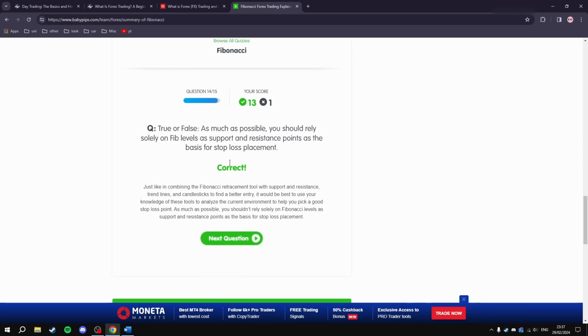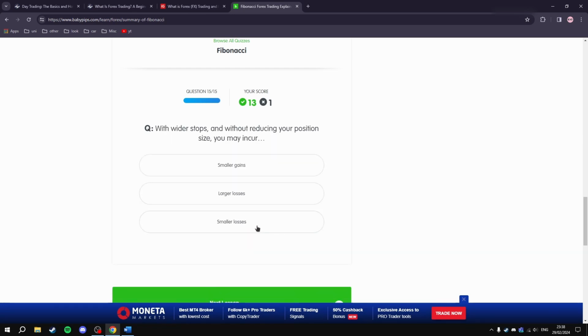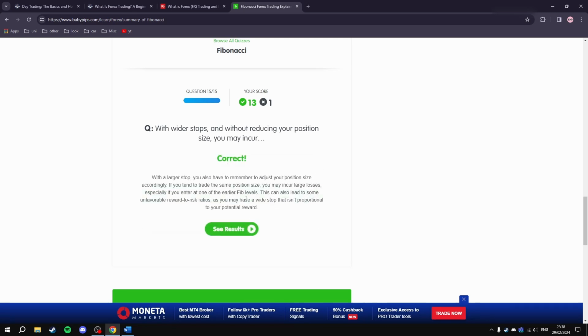Correct. Just like in combining the Fibonacci retracement tool with support resistance, trend lines and candlesticks to find a better entry, it would be best to use a knowledge of those tools to analyze the current environment to help you pick good stop loss points. As much as possible, you shouldn't rely solely on Fibonacci levels as support resistance points as a basis for stop loss placement. With wider stops and without reducing your position size, you may incur larger losses.